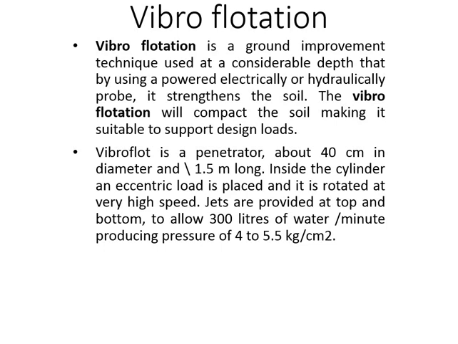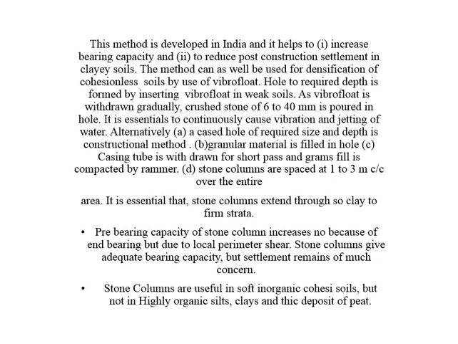Vibroflot is a penetrator about 40 cm in diameter and 1.5 meters long. Inside the cylinder, an eccentric load is placed and it is rotated at very high speed. Jets are provided at top and bottom to allow 300 liters of water per minute, producing a pressure of 4 to 5.5 kg per square centimeter. Generally, this method is described in different steps.